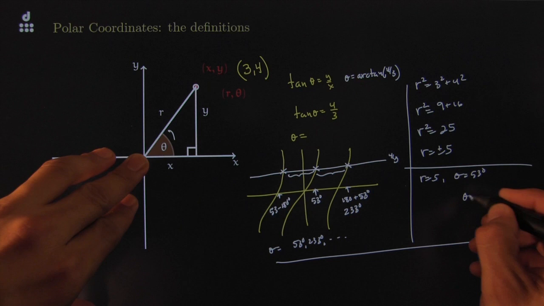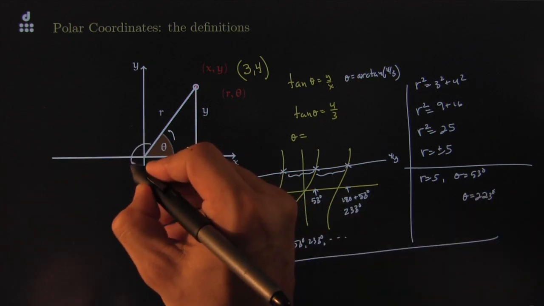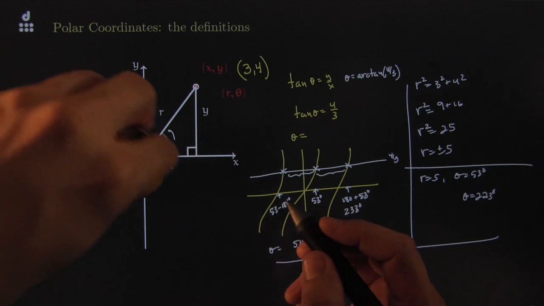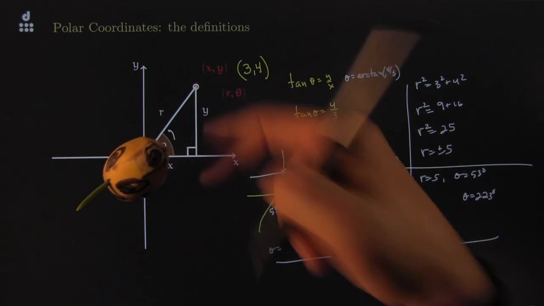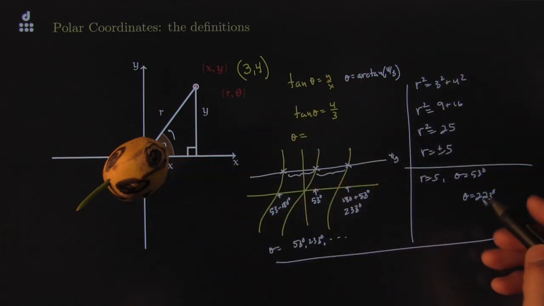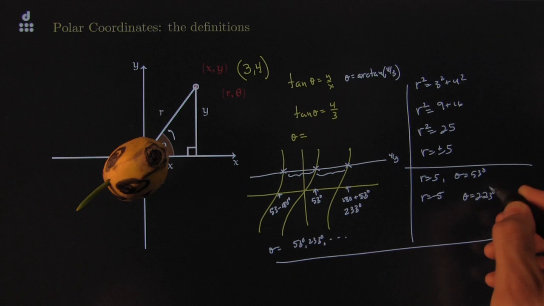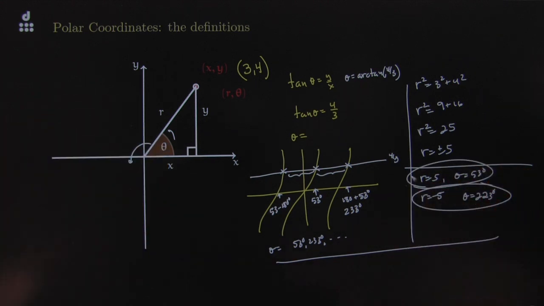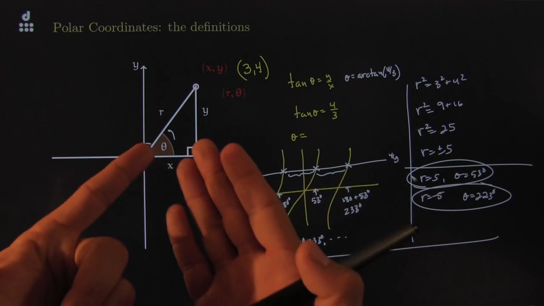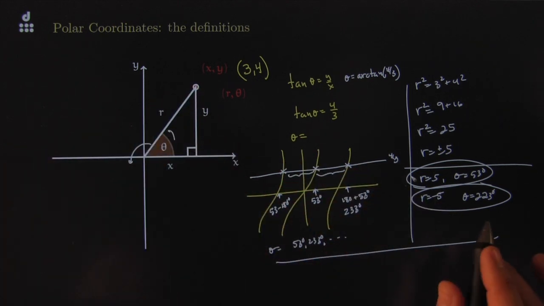What about if I choose theta is equal to 223? Think about it, 223 puts me over here. Now I'm looking in the 223 degrees direction, that way. How am I going to get to that point if I'm looking that way? Well, I choose the other r, r is equal to negative 5. So this would also work, and that would also work, and there are millions of other ones that would work, because of the nature of the problem. In polar coordinates there are infinitely many names for every point.